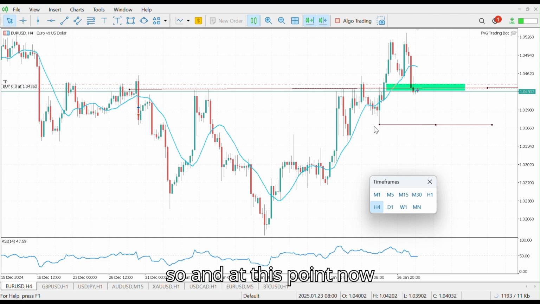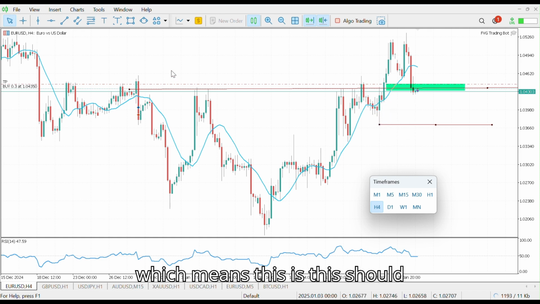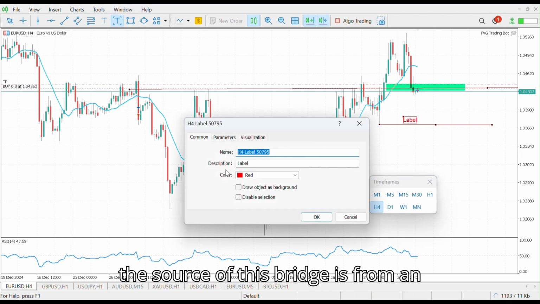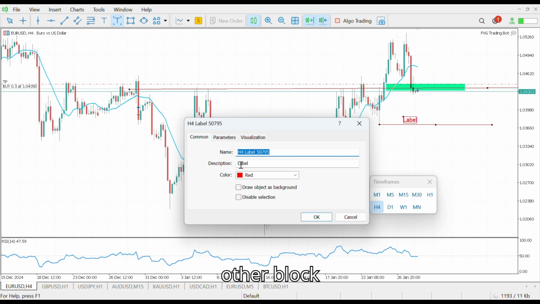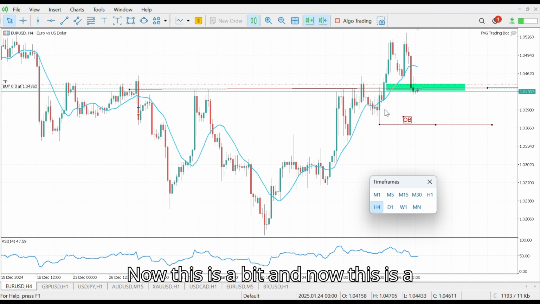So at this point now, if you can see that this is an engulfing candle, which means this should be an order block. The source of this break is from an order block, OB, order block. So this is an order block. Now this is a break, and now this is a retracement.